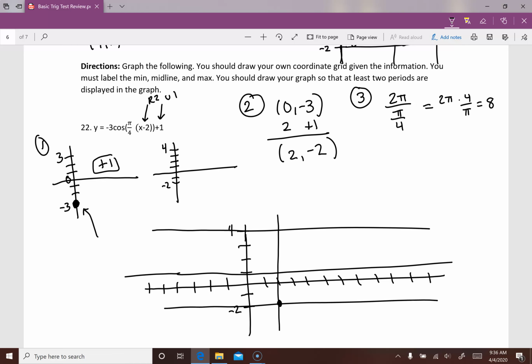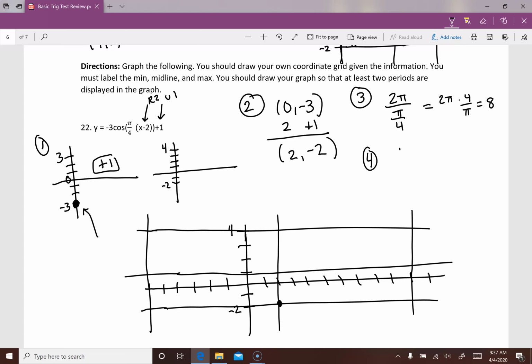So I've got 1, 2, 3, 4, 5, 6, 7, 8. Kind of gets that one right on the money. There we go. All right, and step 4 is our general shape.